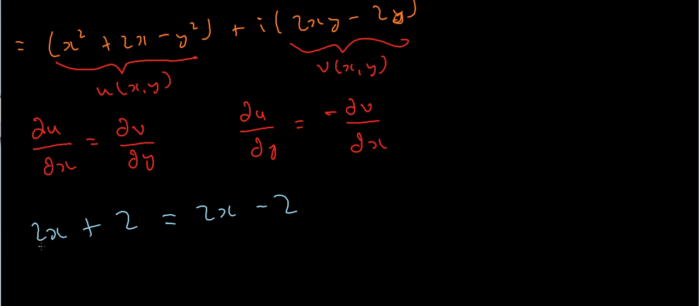So now we can cancel the 2x's on both sides, and what we're left with is 2 equals minus 2. And we know that this is never true. Because this is never true, this Cauchy-Riemann equation is not satisfied. And because this Cauchy-Riemann equation isn't satisfied, the function is not holomorphic at any z0 in the complex plane. So f is not holomorphic.